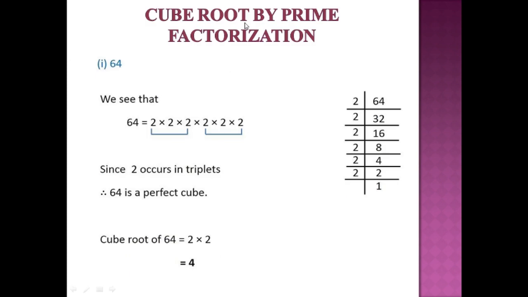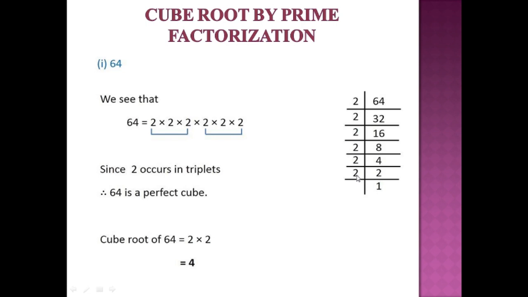Let's find out cube root of 64 by prime factorization. First of all, you will find the prime factors of 64. You know this method, prime factorization, because you have already done it in squares and square roots. Now you can see we have 1, 2, 3, 4, 5 and 6.